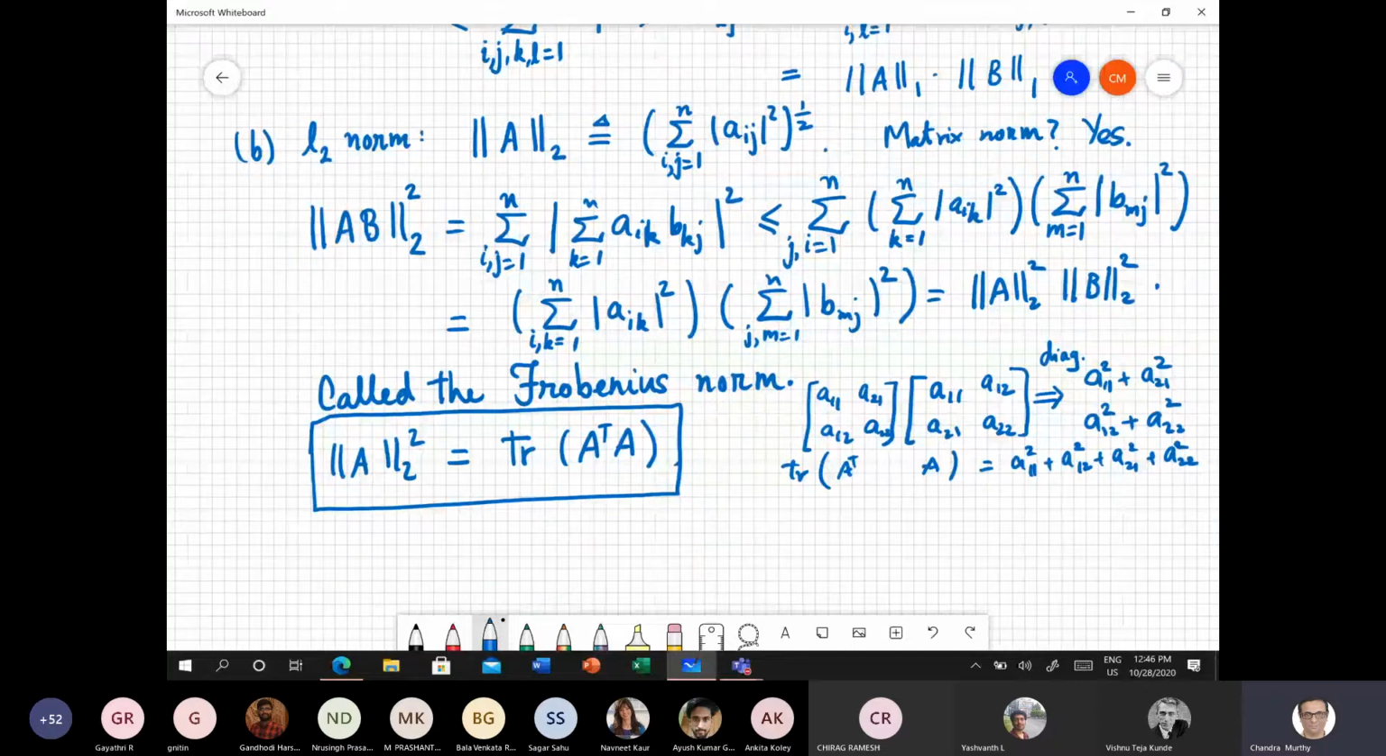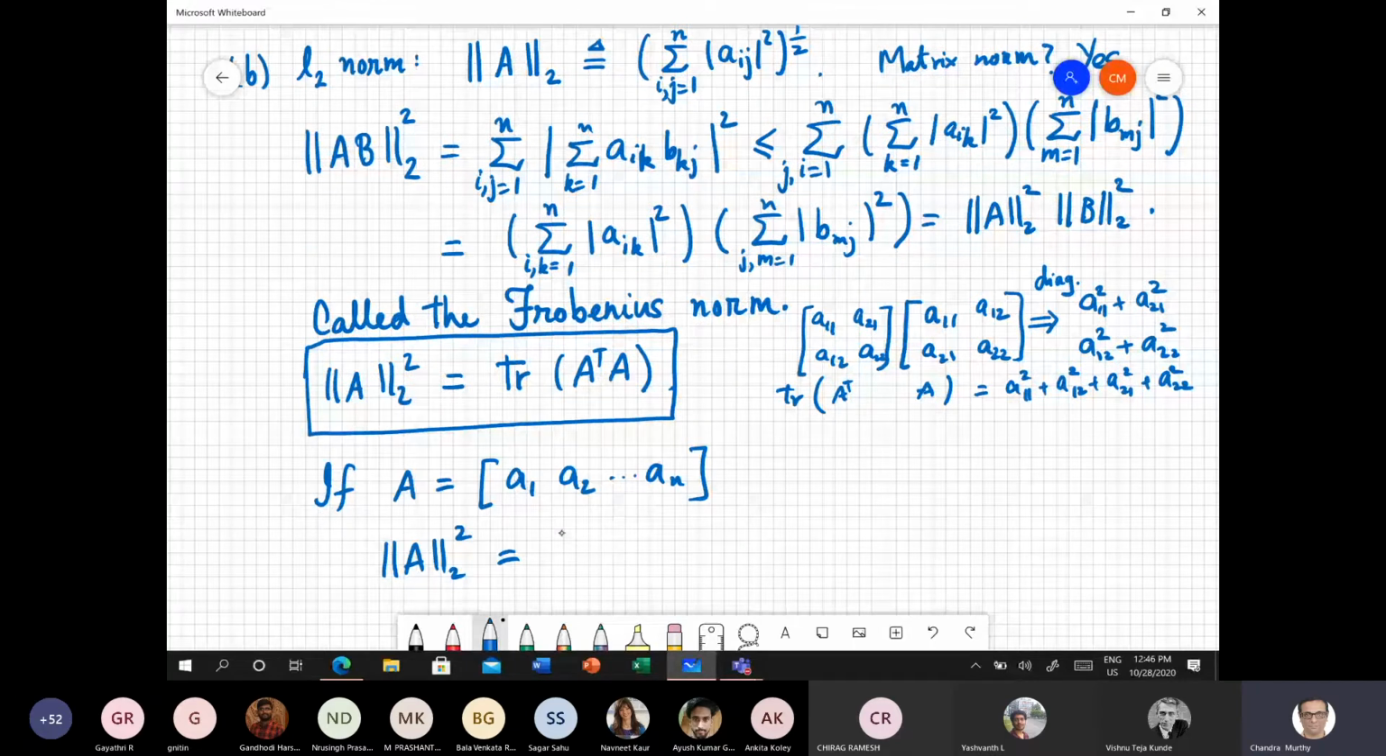Now, what I wanted to say though is that if you have a matrix A and I write out its columns, A1, A2 up to AN, then if I look at what this Frobenius norm squared is, this is actually equal to the sum of the squares of all the entries in this matrix. But I can also write that as A1 L2 norm squared, which is the sum of the squares of the entries in the first column of A, plus A2 L2 norm squared plus up to AN L2 norm squared. This is another way of writing it.